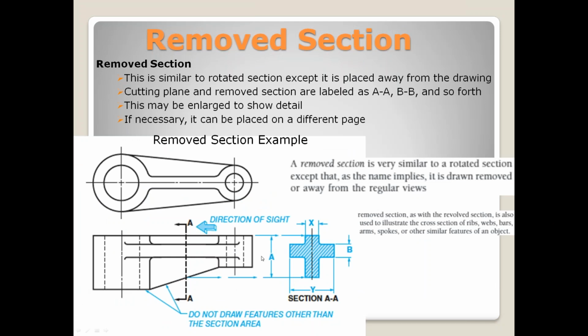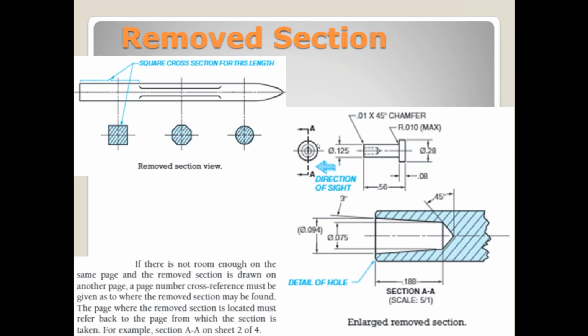So a removed section, as with a rotated section, is also used to illustrate the cross-section of ribs, webs, bars, arms, spokes, and other similar features of an object. So these are the ribs here. You show this cross-section of the ribs rather than showing the entire object. Do not draw features other than this section area. Removed section to view some of this section here.